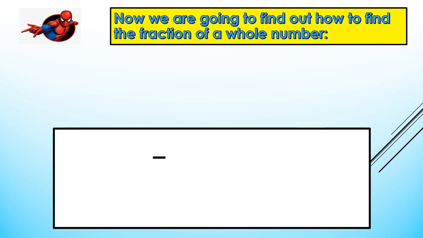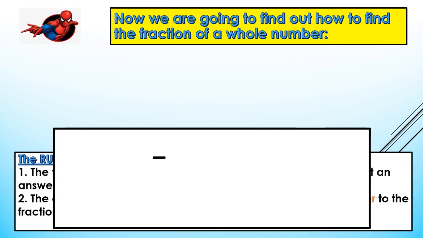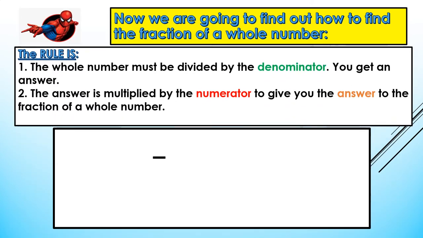Now we are going to find out how to find a fraction of a whole number. The rule is the whole number must be divided by the denominator. You get an answer. The answer is multiplied by the numerator to give you the answer to the fraction of a whole number. Let's look at this example.